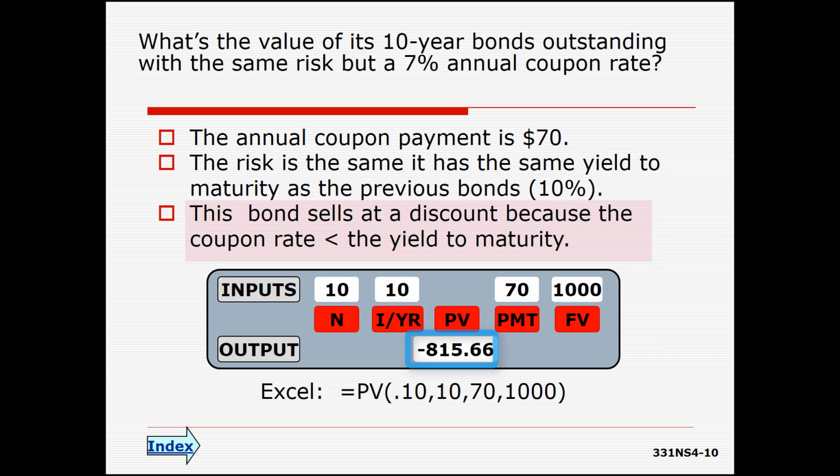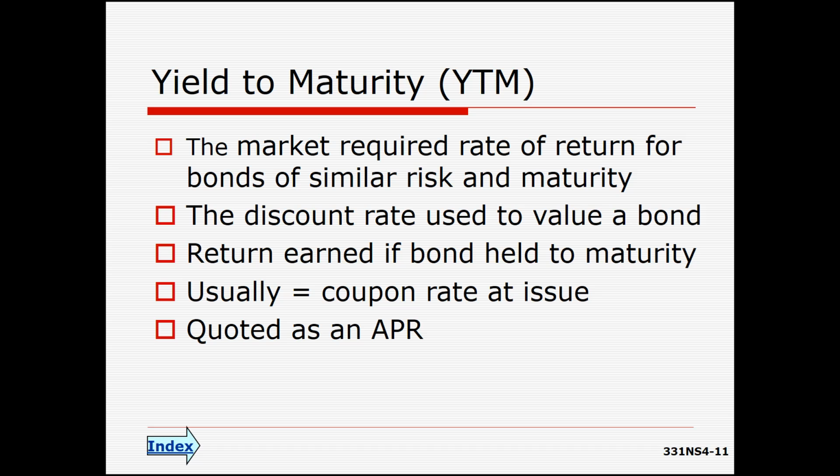It's a discount bond. So far, we've looked at how to find the price of a bond, but the truth is bond prices are quoted. They're observable. What is not observable is the yield to maturity, the market required rate of return on a bond. Yield to maturity is the discount rate used to value a bond, and as it changes, the value of the bond changes inversely. Yield to maturity is also the return earned by an investor who buys the bond and holds it to maturity. As we mentioned, the coupon rate usually equals the yield to maturity at issue, so that the bond will sell for its face value.